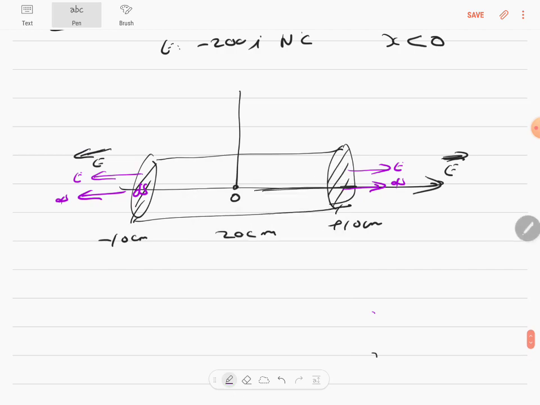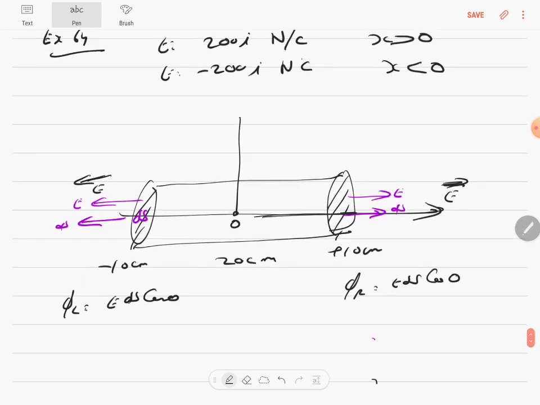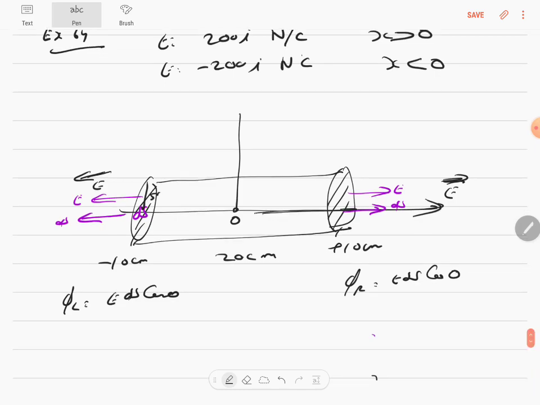And so then the flux on the left side is E dot ds cos 0, and on the right side, flux also E dot ds cos 0 only, cos 0 is just 1. You know the electric field is 200 i, and ds vector is just the surface area. Has the radius of this cylinder been given? The radius is given to be 5 centimeter. So you can write ds to be pi r square, and the electric field to be 200. It's actually minus the electric field.